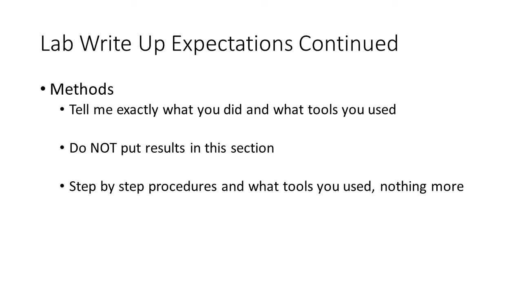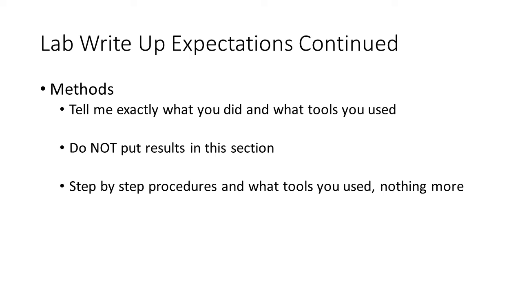The next section of your lab write-up is going to be the methods. This one's kind of boring, and to be honest, it's kind of like a laundry list. You're telling me exactly what you used and exactly what you did. One thing you do not ever do in the methods section is to put any results in there. All you're doing is telling me exactly what you did and how you did it. You could honestly do it in bullet points. I don't really care.